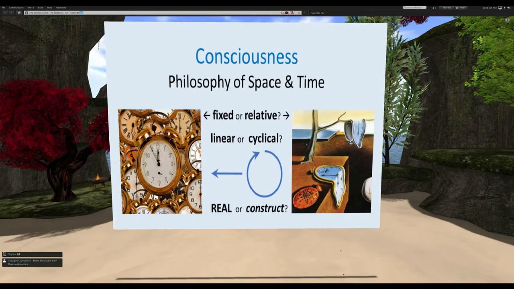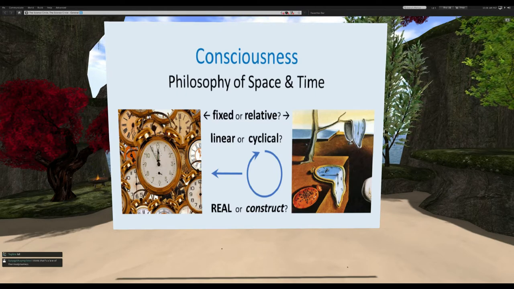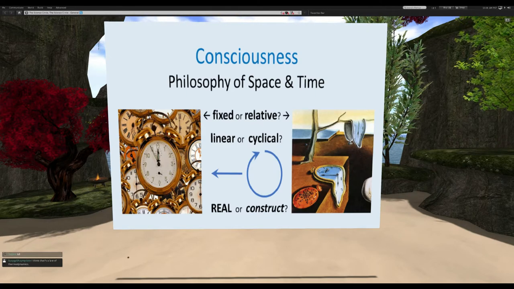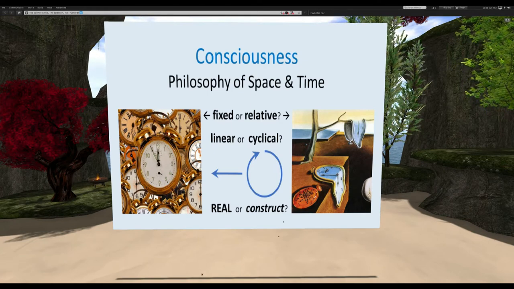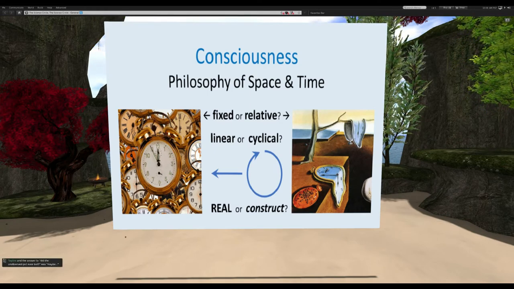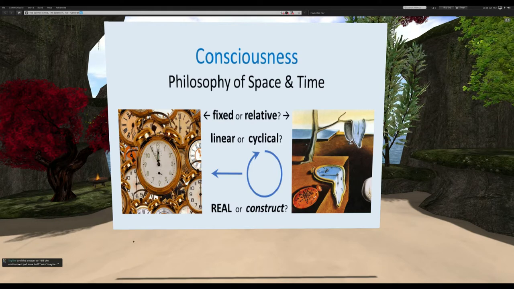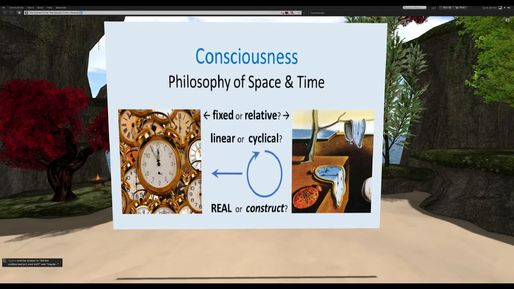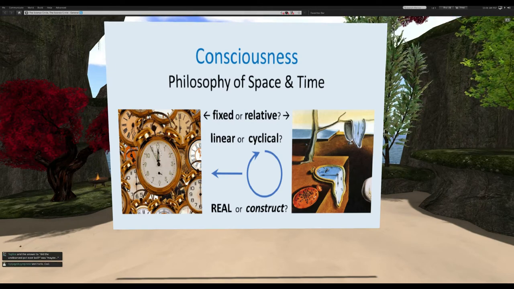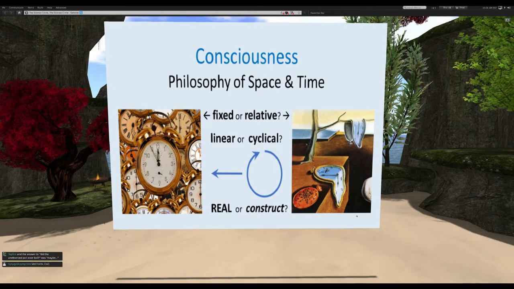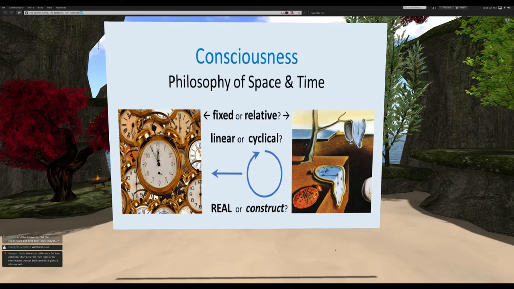Okay, so let's take a look at the philosophy of time. Is it fixed or relative? Is it linear or cyclical? Is it real or a mental construct? Well, it's fixed in that we can define it. In the video, he's talking about a cesium atom in there. Any case, it's fixed in that we can define it precisely relative to characteristics of physical objects like the moon or sun, or the frequency of electromagnetic radiation of a cesium atom, or objects we create like clocks.